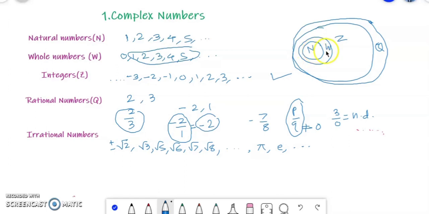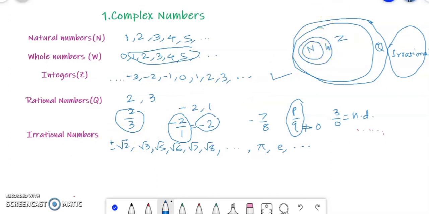So every natural number is a whole number, every whole number is an integer, every integer is a rational number, and the irrational number set is different from this set. The set of irrational numbers is different from this set.